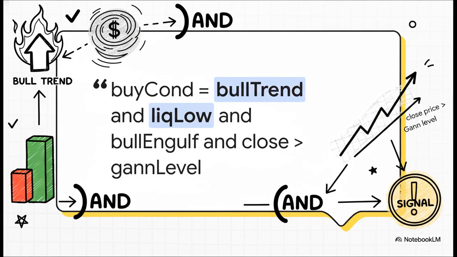And there it is, one single line of code. This is literally the brain of the whole operation. It's just a simple chain of ands. Is the trend bullish? And was there a sweep? And do we have an engulfing candle? And is the price above the Gann level? If it gets 4 yeses, and only then, we get our signal.